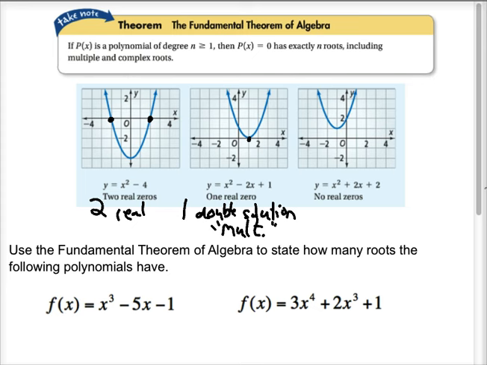And this last one has no real solutions. However, what I want you to realize is that means there are 2 imaginary solutions, 2 non-real solutions. So if you think about it, no matter what way you look at it, each of those has 2 solutions. All right? So that's important because that tells us how many things we're looking for, how many solutions we need for any given polynomial.